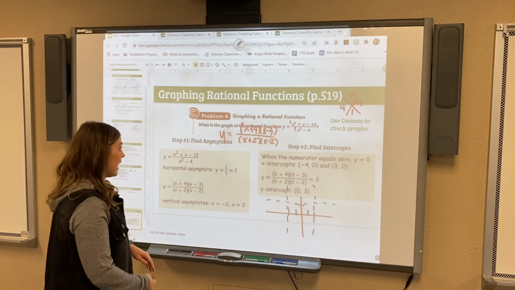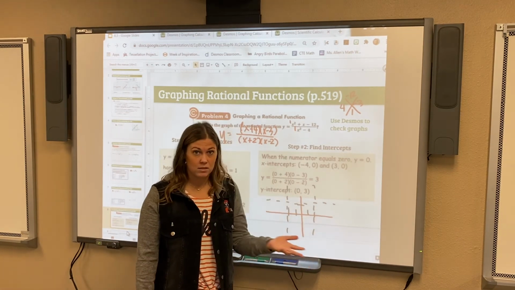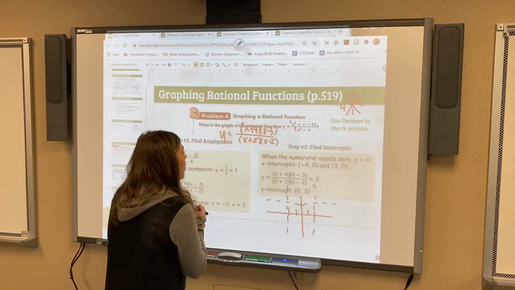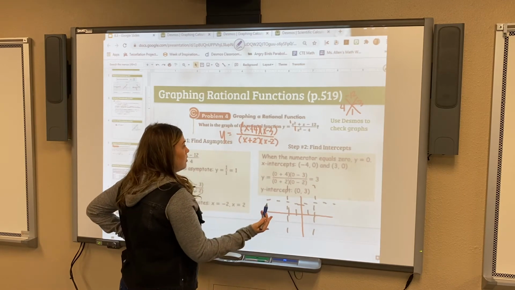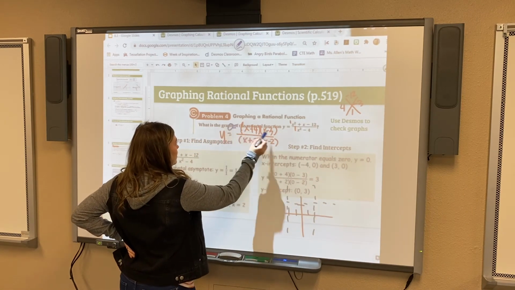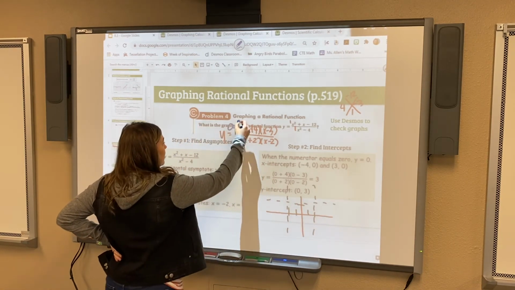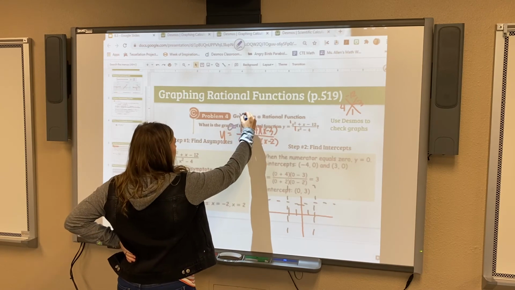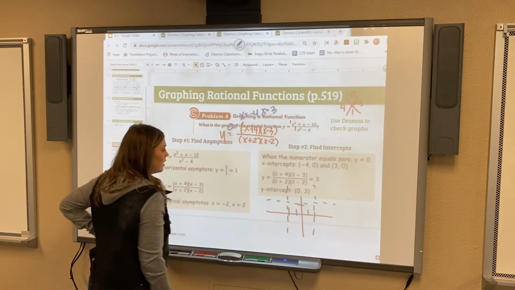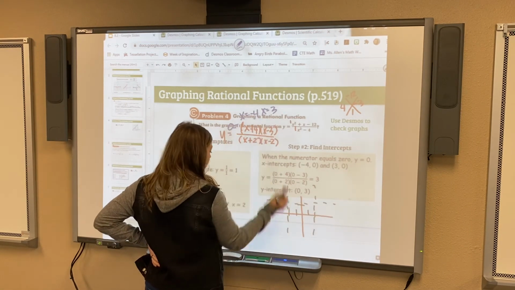So now let's look at finding intercepts, and then we also need to plug in points to figure out more, which that step isn't on here, but we'll talk about that. So when the numerator equals 0, so y equals 0, to find your x-intercepts where it crosses your x-axis, this would be x equals negative 4, and this would be x equals positive 3. So whenever it crosses your x-axis would be at negative 4 and positive 3.